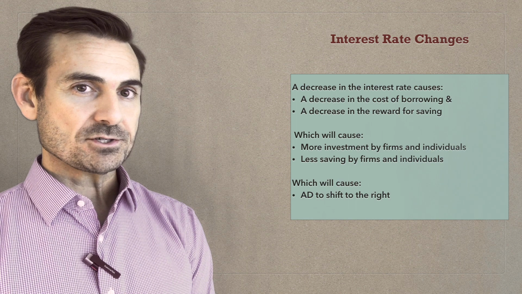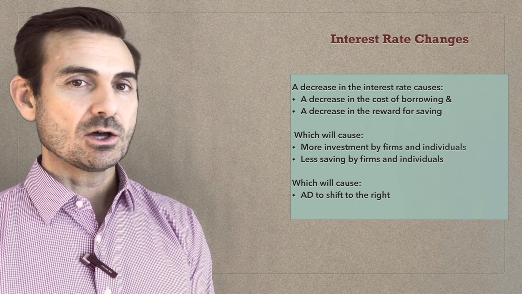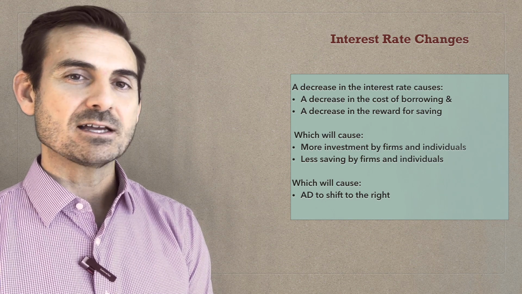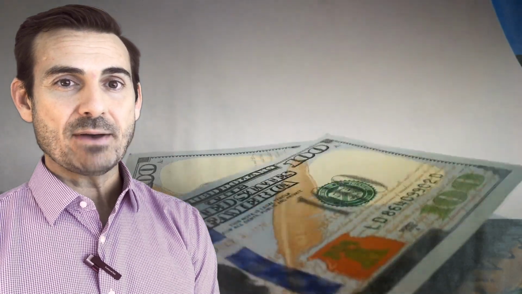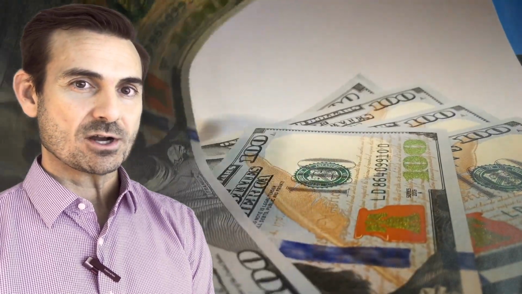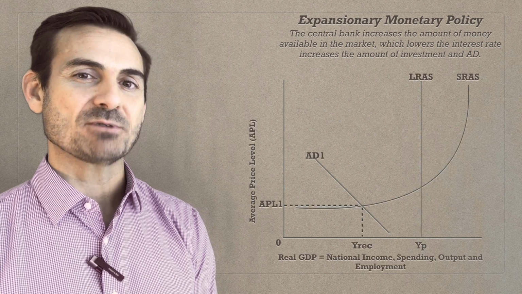A lower interest rate lowers the cost of borrowing and the reward for saving. A lower interest rate will encourage consumers and firms to borrow more and save less. The central bank can impact interest rates by changing the amount of money which is supplied in the market. There are three very important diagrams to understand to be able to explain monetary policy.